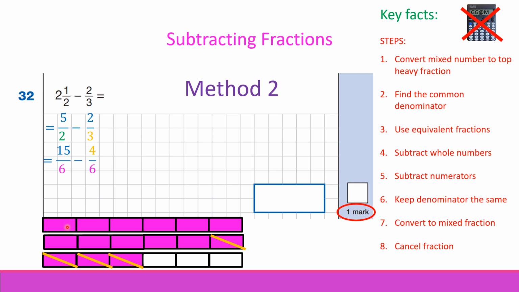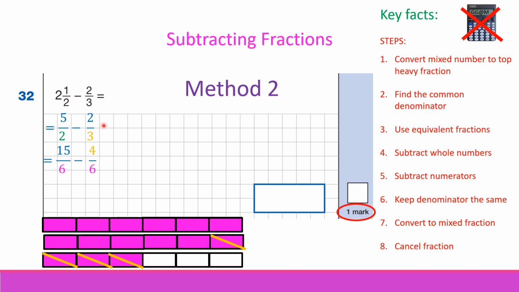If you look at the diagram down here that we had, we've got 1, 2, 3, 4, 5, 6, 7, 8, 9, 10, 11, 12, 13, 14, 15. So this 15 over 6, there are 15 squares in total out of the 6.